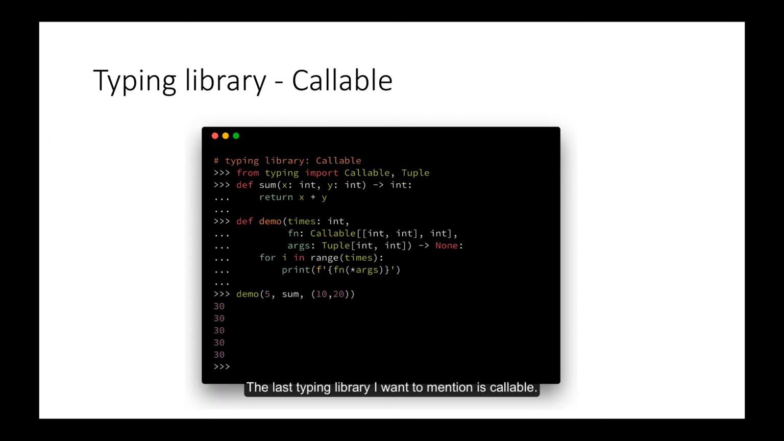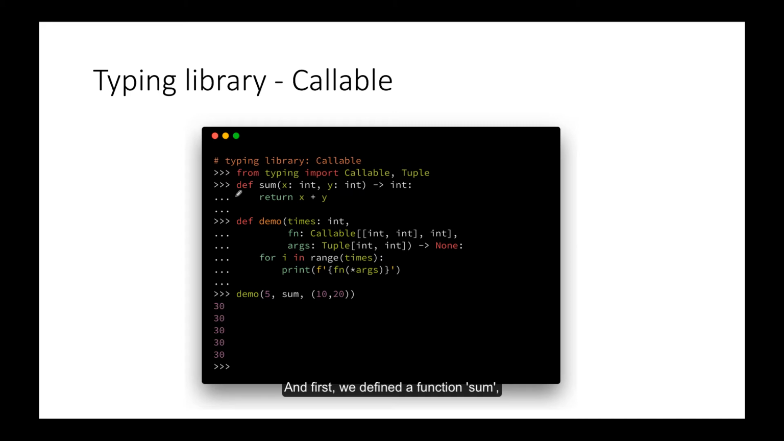The last typing library I want to mention is Callable. It's a callable object, like a function. In this Callable type, we can point out the function's argument types and return value type. Here is an example for Callable typing.